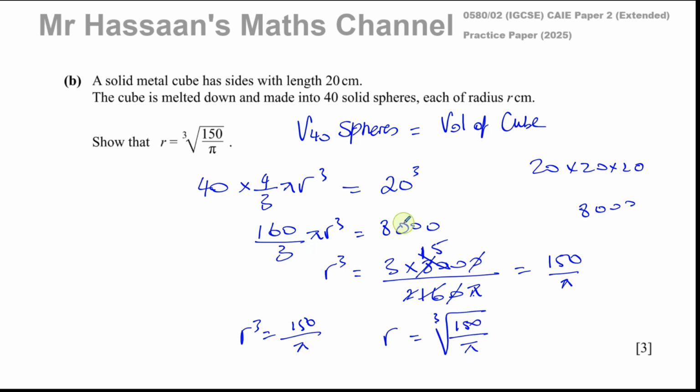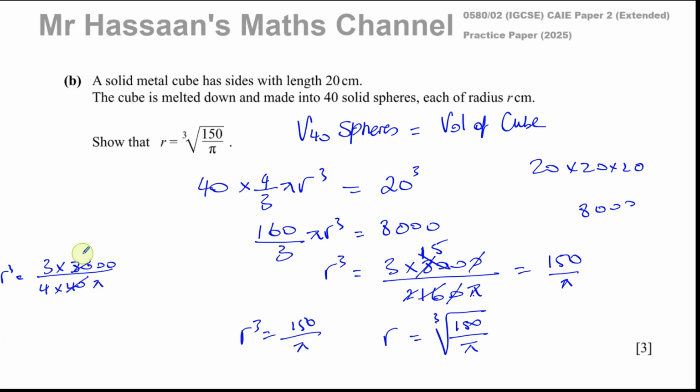So it's important that you show these steps here, because the answer is given already. Very important that you show them clearly. Okay, maybe I could have shown this a bit clearer, but that's how I'm going about doing it. So maybe you could have done 3 times 8,000 over, and I could have written this as 4 times 40 times pi. That would have been maybe a bit easier for us to show the cancelling out.